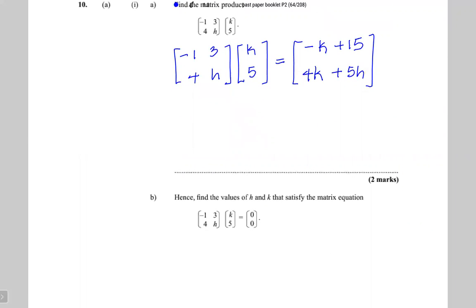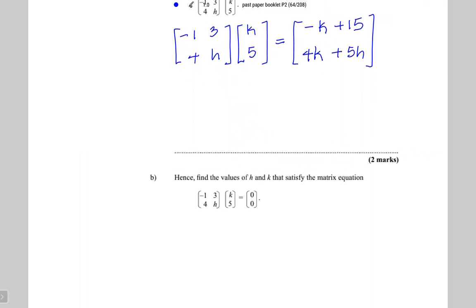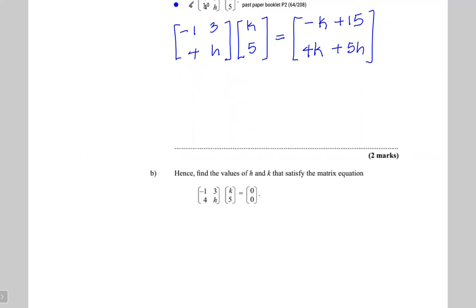Next, we're told that the matrix -1, 3, 4, H multiplied by K, 5 is equal to 0, 0. But we did work out the left-hand side already. We did it in the previous section. So we can say -K plus 15, 4K plus 5H, and this is equal to 0, 0.